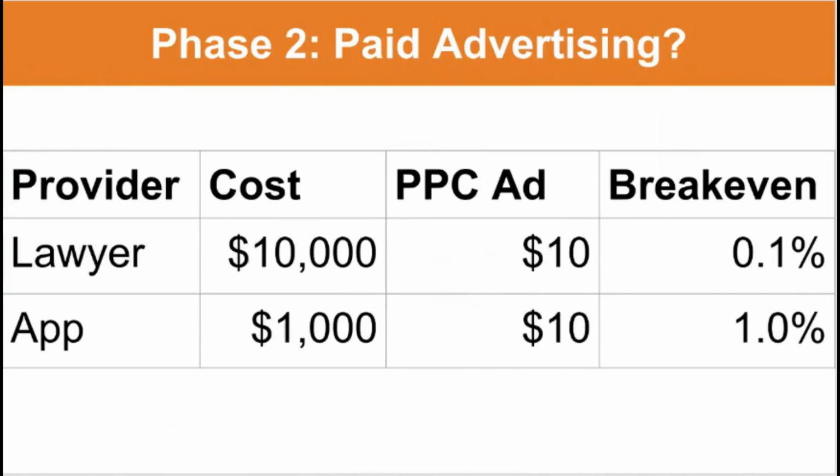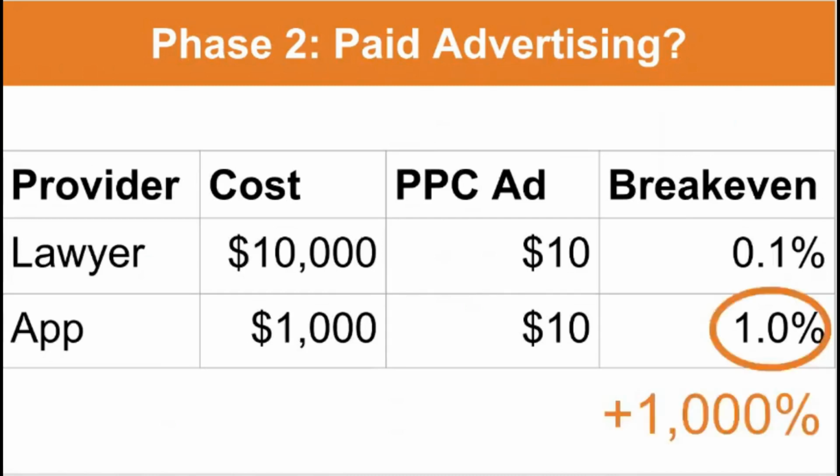Well, the break-even point for the lawyer is they have to sell 0.1% in order to break even. And then the break-even for the ad is 1%, which is doable online, but that's not crazy. The real important thing to see here is it's 1,000%, which is kind of crazy. They have to be 1,000% better at converting people in order to be competitive.